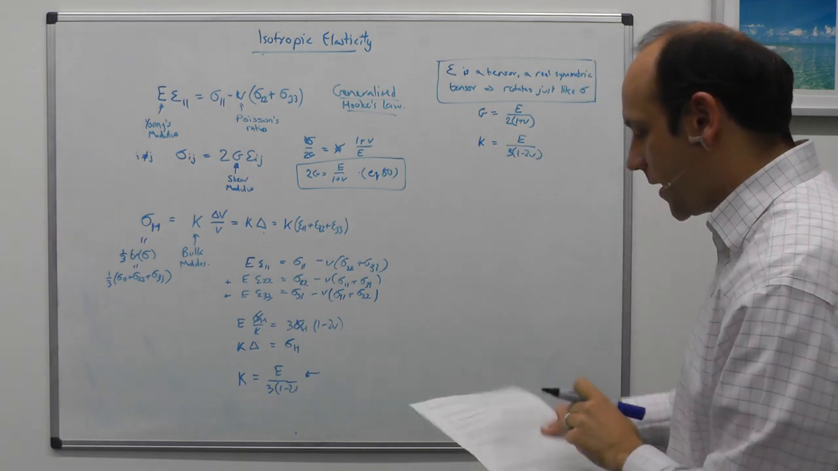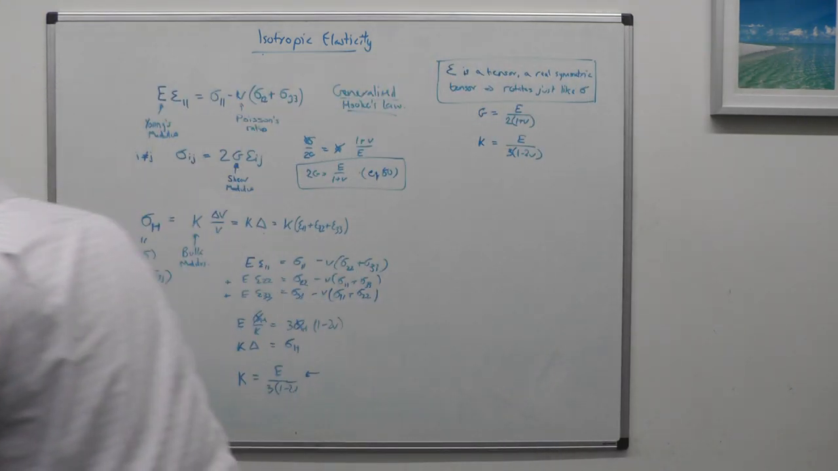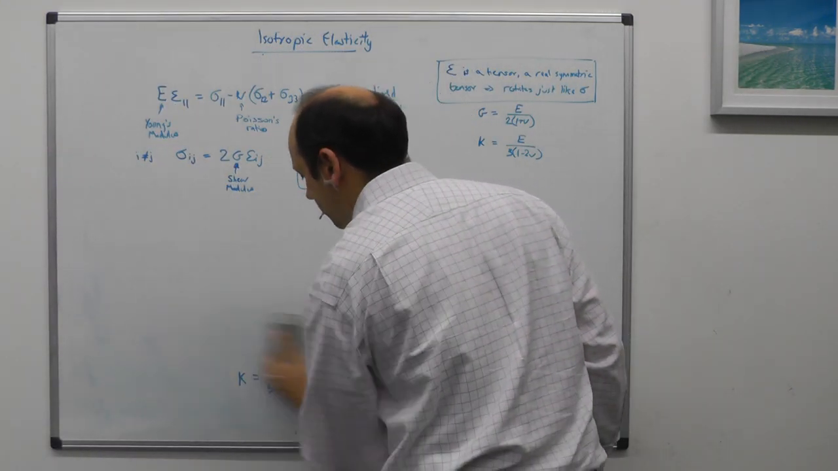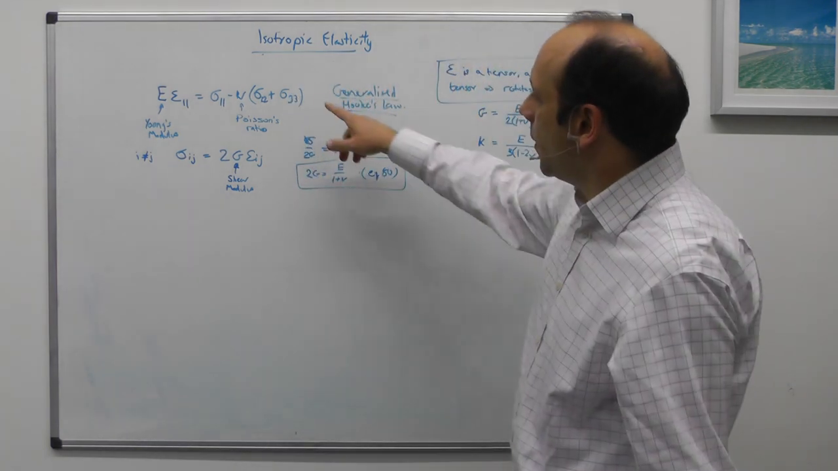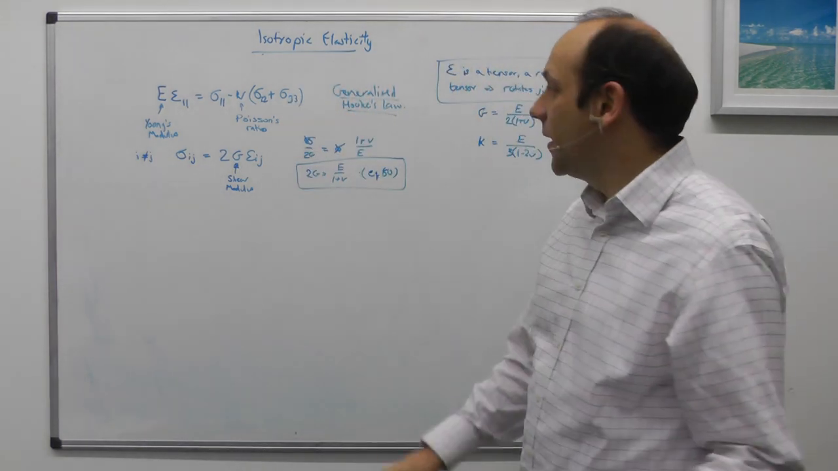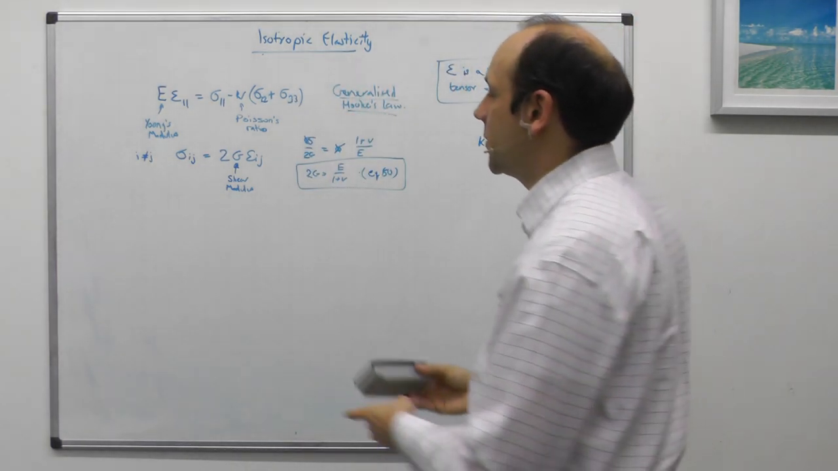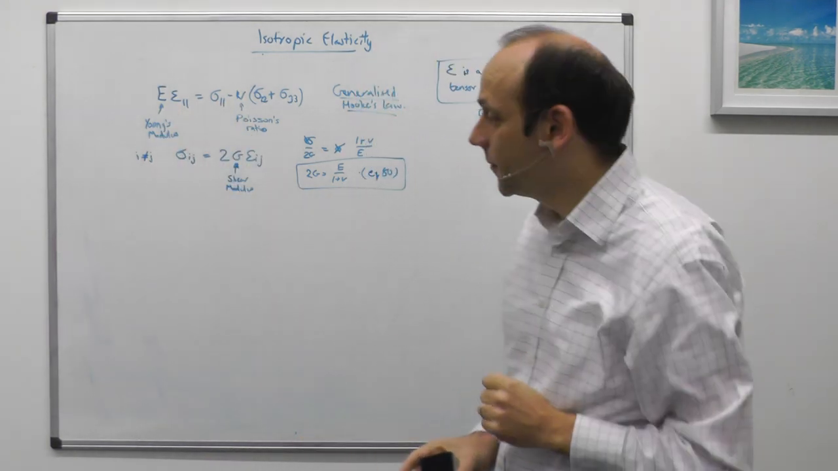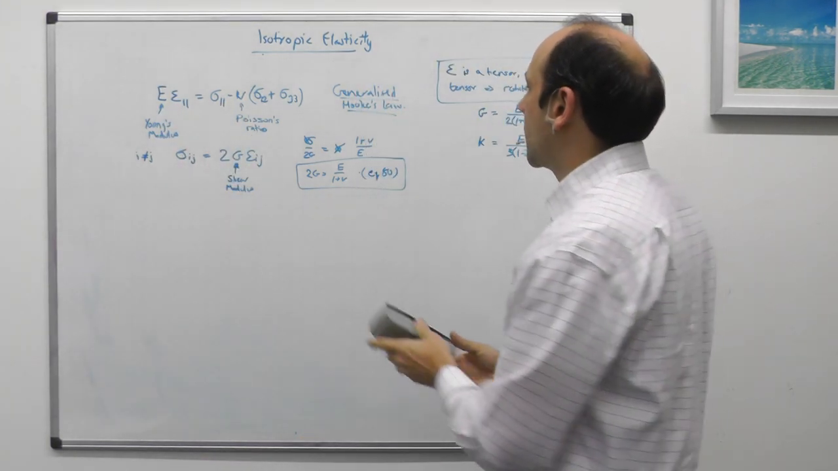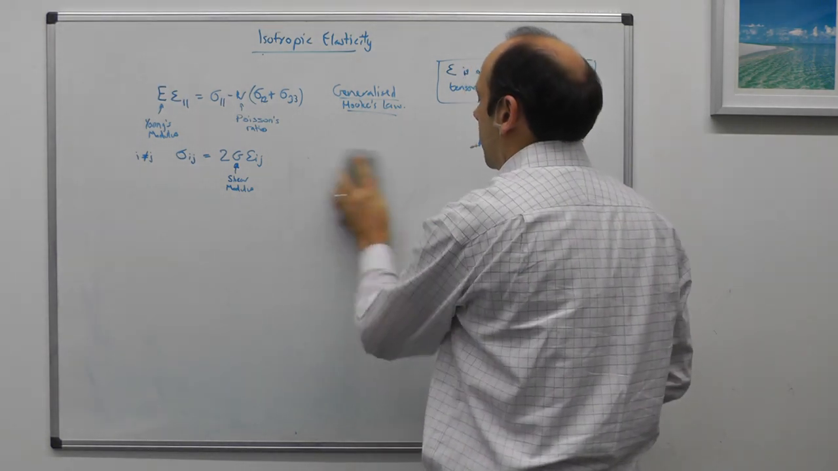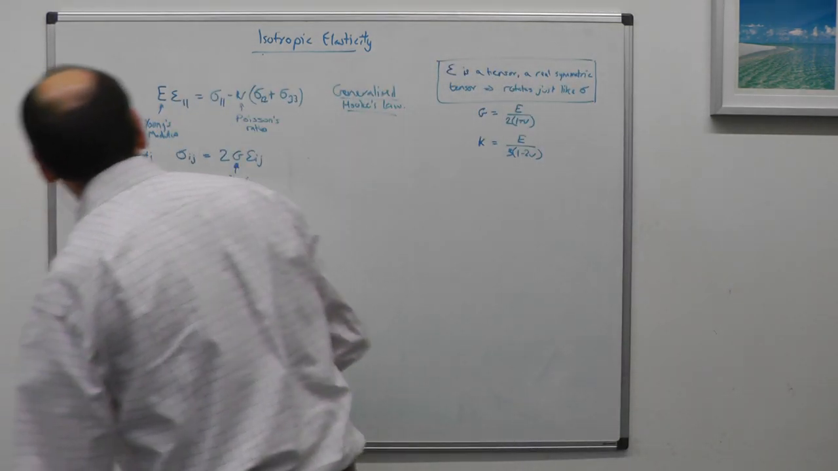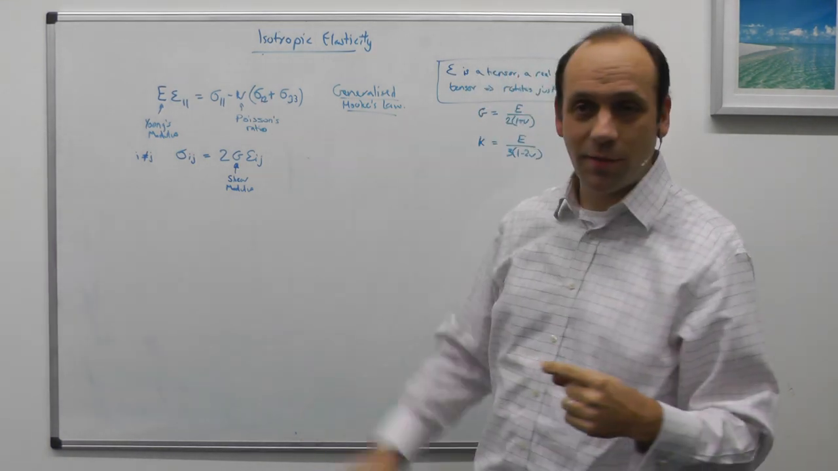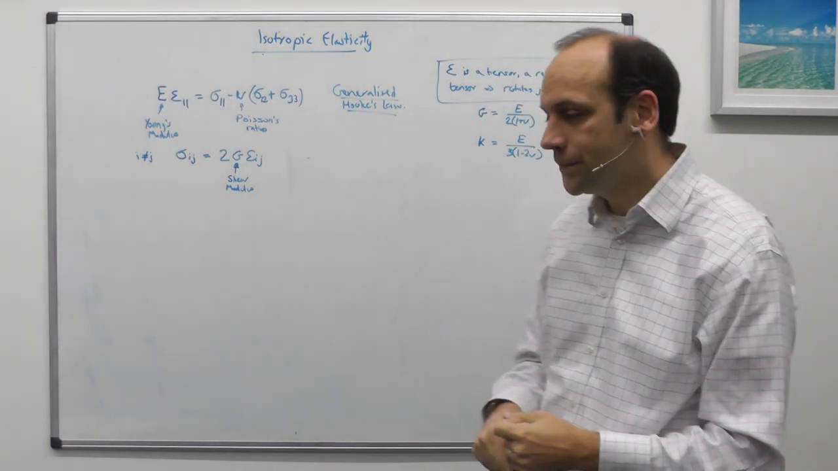Okay, now the last one to mention is the following. These are ways of finding the relationship between the stress and the strain. That is, given the stress, you can find the strain. Now, if we don't want to do that, if we want to go the other way, if we know the strains and want to find the stresses, this is going to be a real hassle to use.